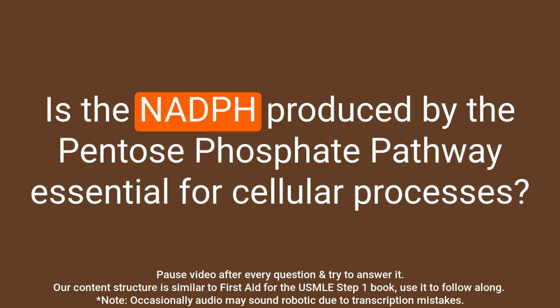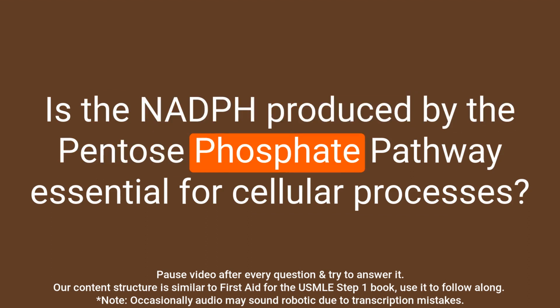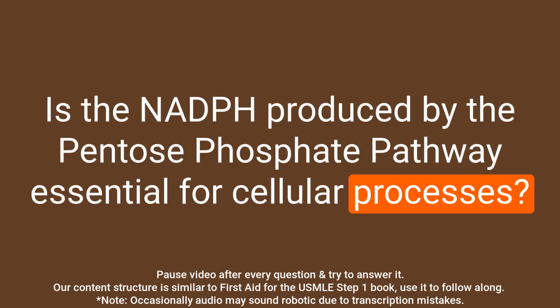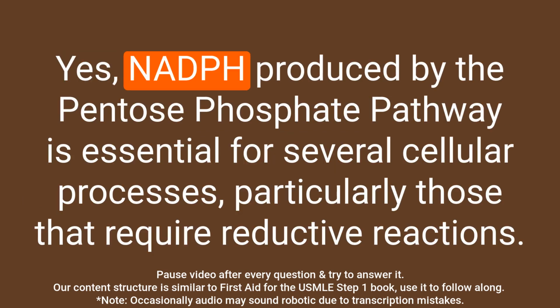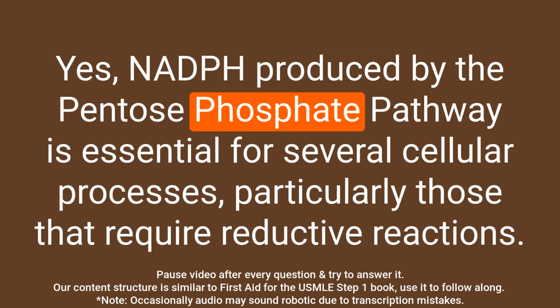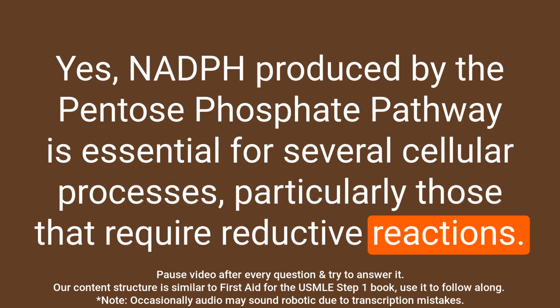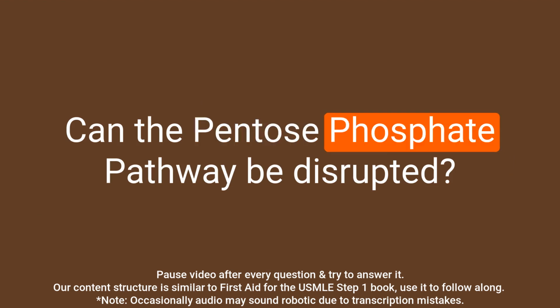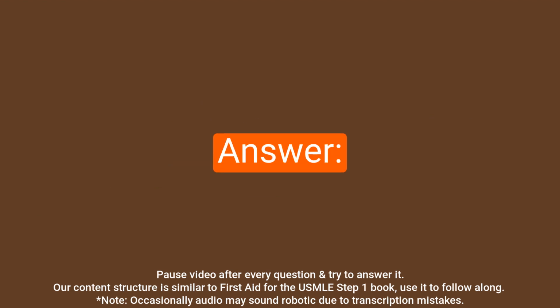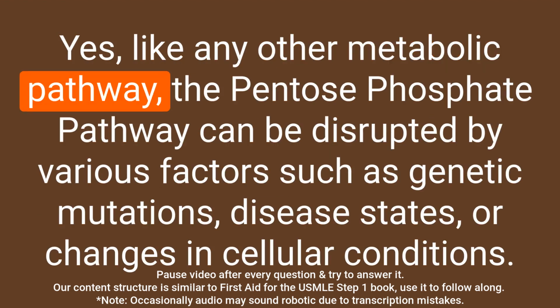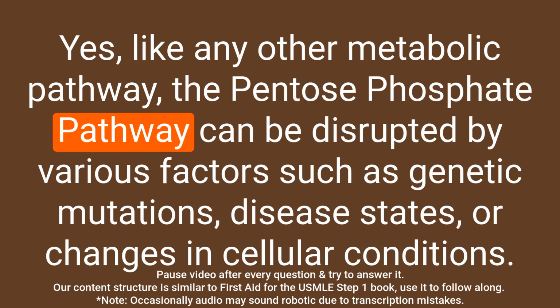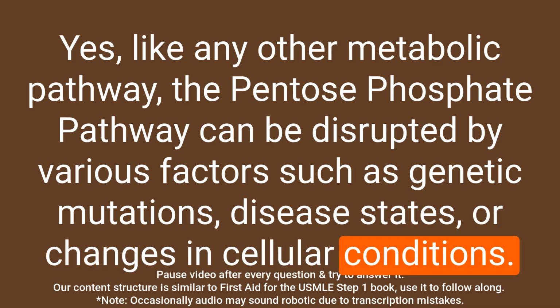Question: is the NADPH produced by the pentose phosphate pathway essential for cellular processes? Answer: yes, NADPH produced by the pentose phosphate pathway is essential for several cellular processes, particularly those that require reductive reactions. Question: can the pentose phosphate pathway be disrupted? Answer: yes, like any other metabolic pathway, the pentose phosphate pathway can be disrupted by various factors such as genetic mutations, disease states, or changes in cellular conditions.